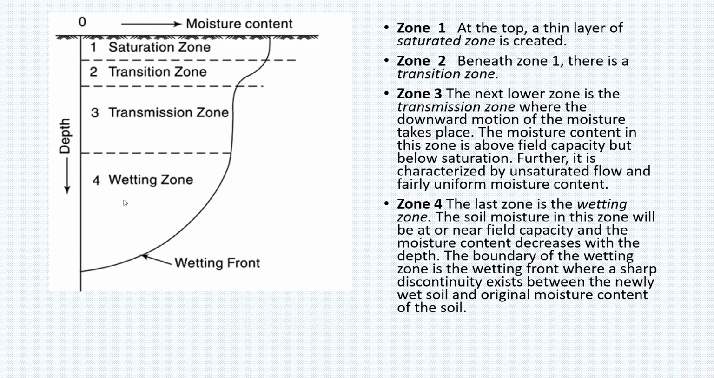Now, when it comes to zone 4, if you read the description for zone 4, the last zone is the wetting zone. The soil moisture in this zone will be at or near field capacity, and the moisture content decreases with the depth. The boundary of this wetting zone is the wetting front, where a sharp discontinuity exists between the newly wet zone and the original moisture content of the soil. Now, somewhere around here there will be the field capacity, and below field capacity also exists, and the wetting front is created in this zone.